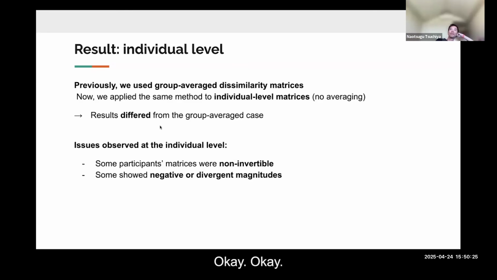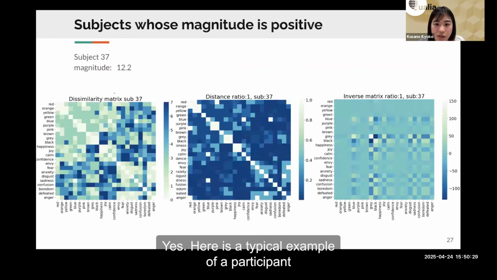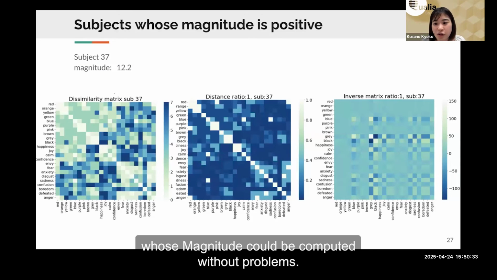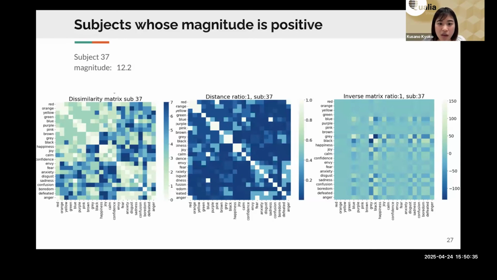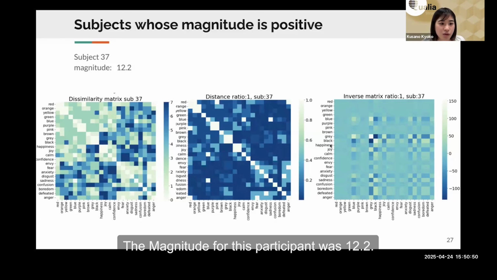Okay. Yes, so here is a typical example of a participant whose magnitude could be computed without problems. On the left is a dissimilarity matrix and distance matrix. In the center is ZA, and on the right is the inverse matrix. The magnitude for this participant was 12.2.